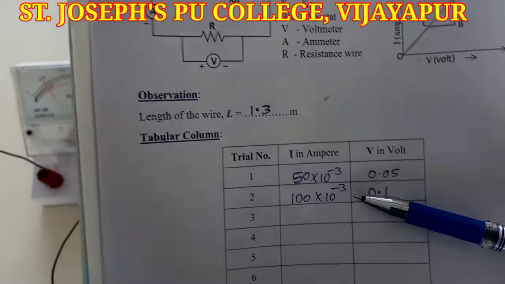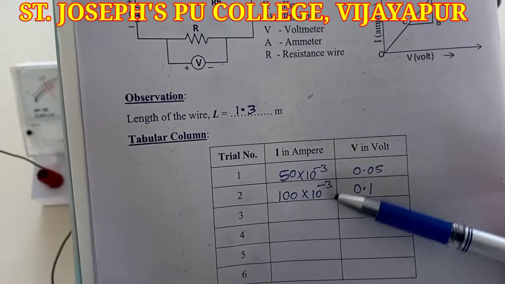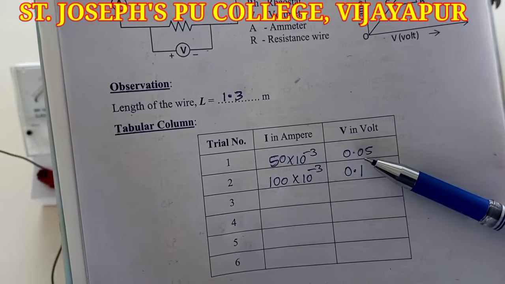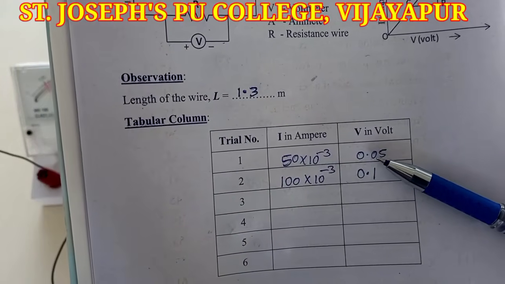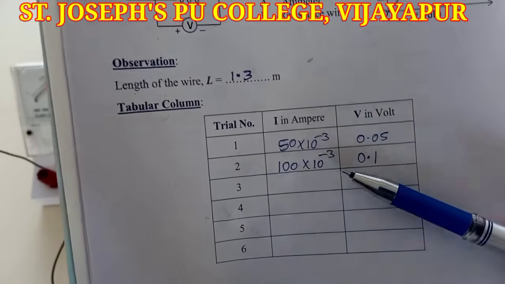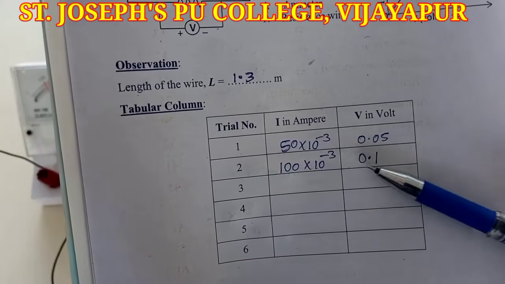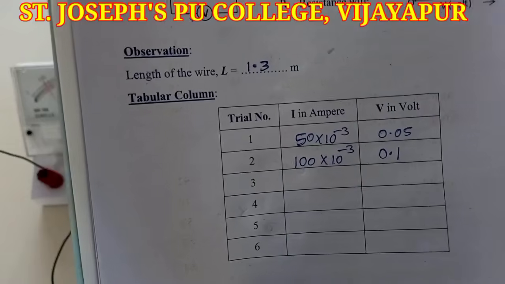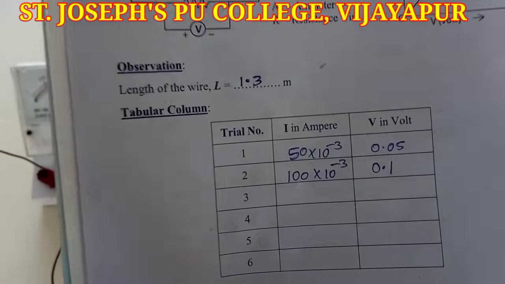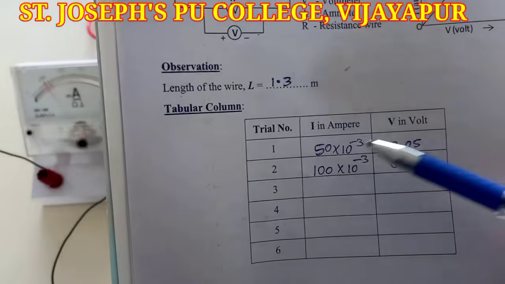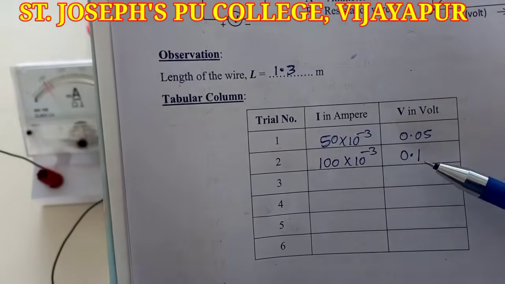You can easily understand that at 50 milliampere, the potential is 0.05 volt. At 100 milliampere, 0.1 volt. So you can observe the differences, which are linearly proportional, directly proportional, or a linear curve we are getting. I is directly proportional to V according to Ohm's law.